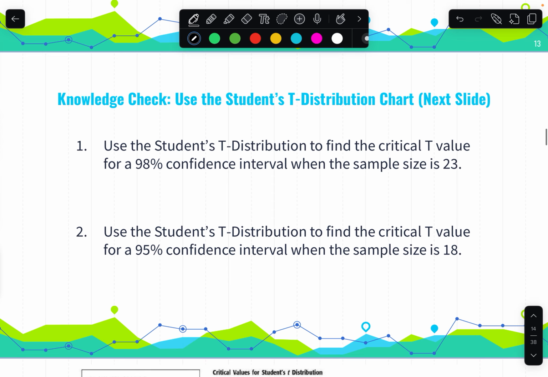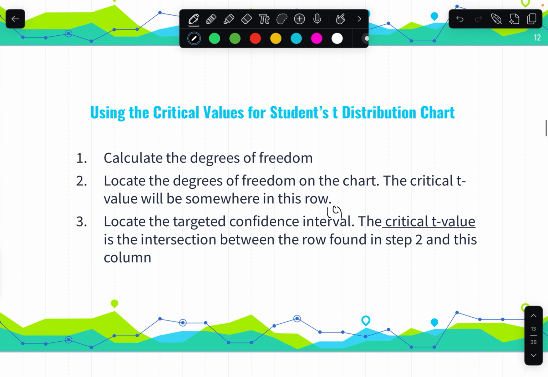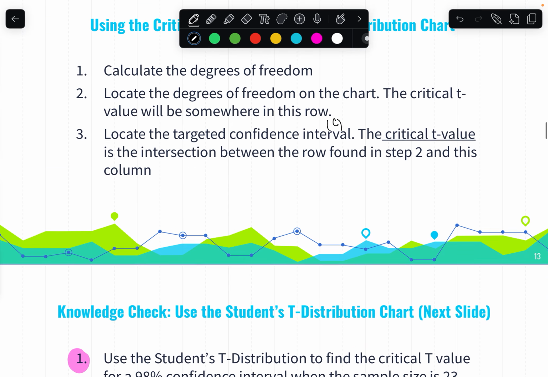The wording for these kinds of problems is something I want you to get very familiar with moving forward. So let's do these kinds of problems. Let's do the first one together, and I'm going to have you pause for the second one, or if you're feeling ambitious and want to pause now, you can get more familiar with this chart. That chart is on the next slide for the people who are pausing. So number one: use the student's t-distribution to find the critical t-value for a 98% confidence interval when the sample size is 23. The first step, as we see from the previous slide, is to calculate the degrees of freedom.